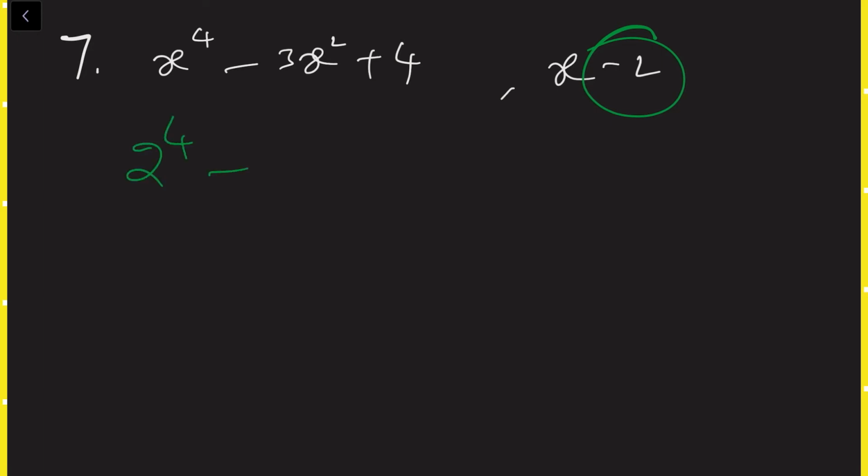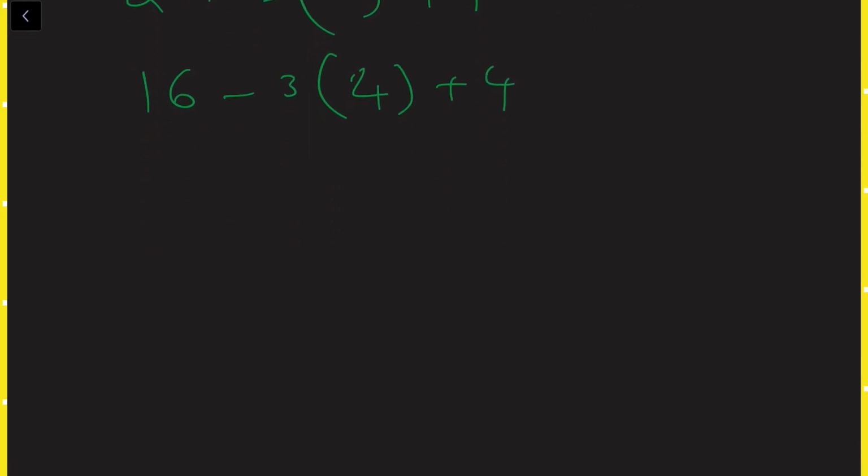2 power 4 minus 3 into 2 square plus 4. 2 power 4 is 16, minus 3 into 2 square, which is 4, plus 4. 16 minus 3 fours are 12, plus 4. 16 minus 12 is 4, 4 plus 4 is 8. 8 is the remainder we got. Now we need to do the long division. In the long division also we need to check whether we are getting the same remainder 8 or not.